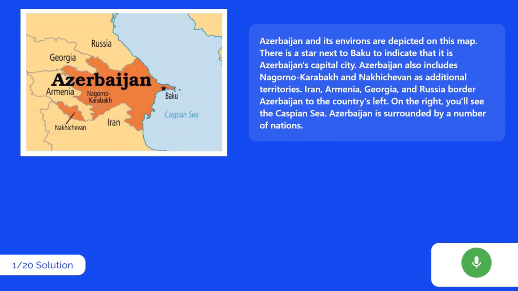Azerbaijan and its environs are depicted on this map. There is a star next to Baku to indicate that it is Azerbaijan's capital city. Azerbaijan also includes Nagorno-Karabakh and Nakhichevan as additional territories.